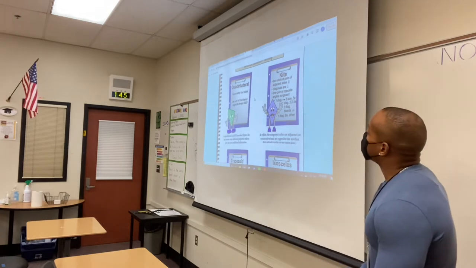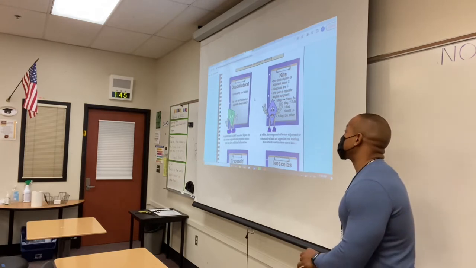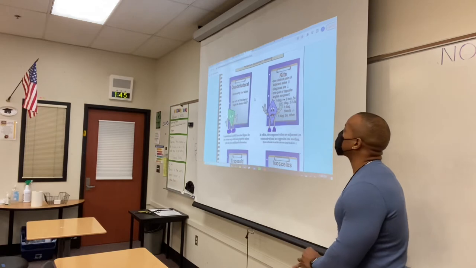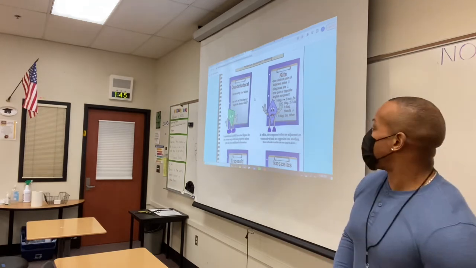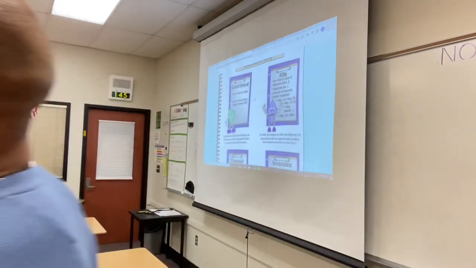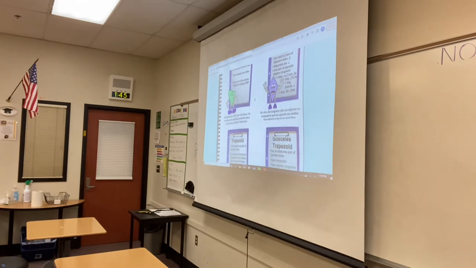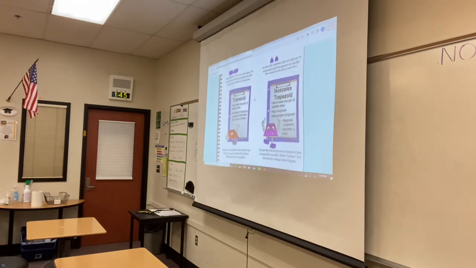Also in a kite, the diagonals are perpendicular, okay? And one pair of opposite angles are congruent. One pair of opposite angles are congruent, okay? Again, I'm not going super deep into details with these because I just need you guys to know the basics of them. Yes, Carson. Are you stretching or raising?